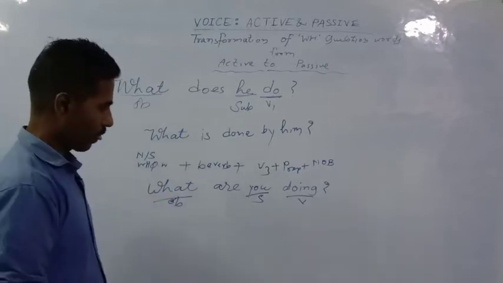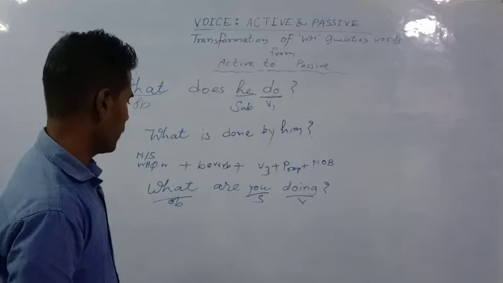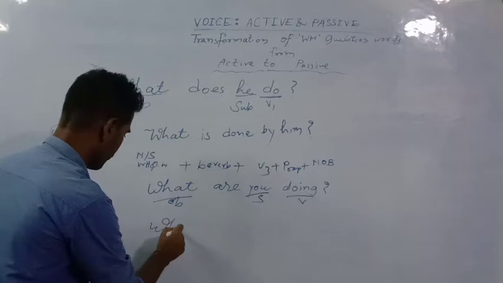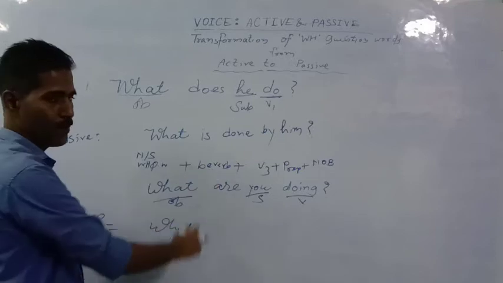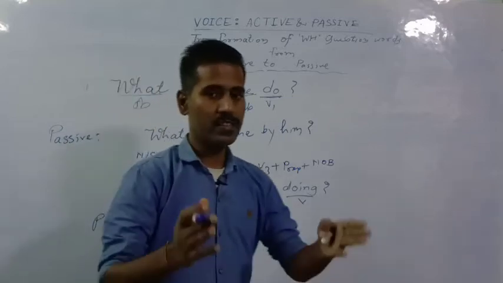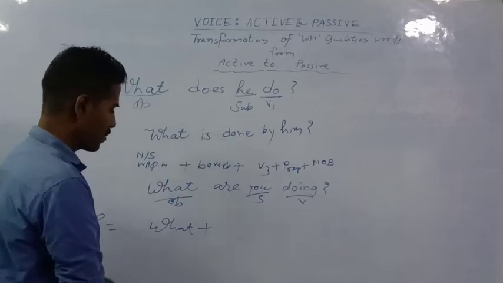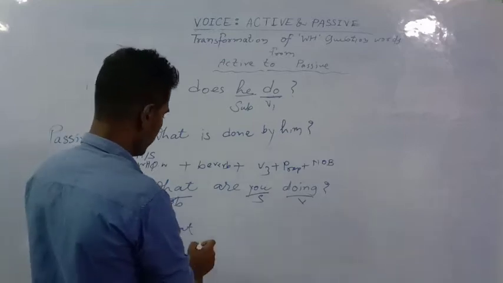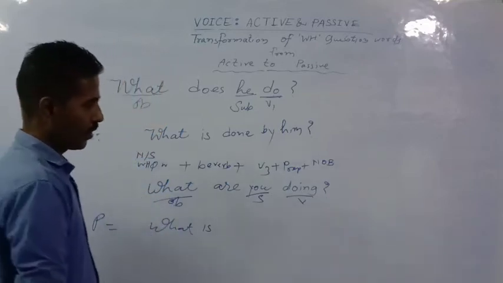Now we have to change the subject into the object place, and the object into the subject place. "What" is the object, so it will become the subject. How will we write it in passive? First we write the WH question word, then the be verb. "Are you doing" is present continuous, so we write the present form of the be verb: am, is, are. Since "what" is third person singular, it will not agree with "am" or "are"; it will agree with "is". "What is."